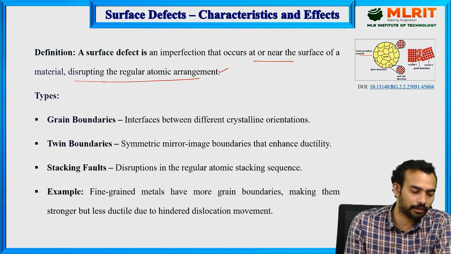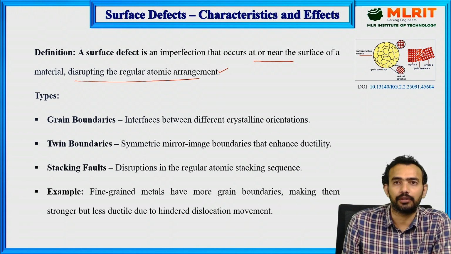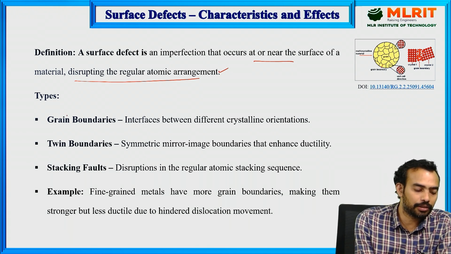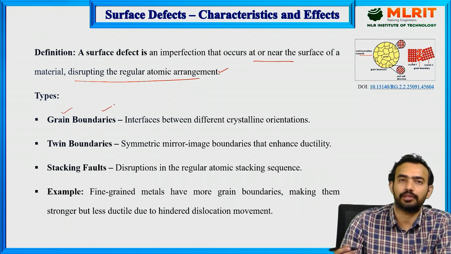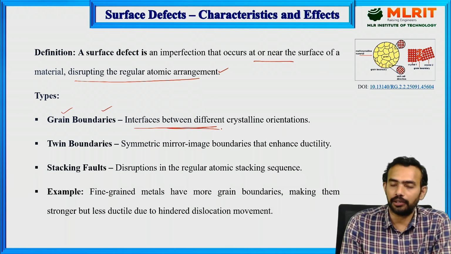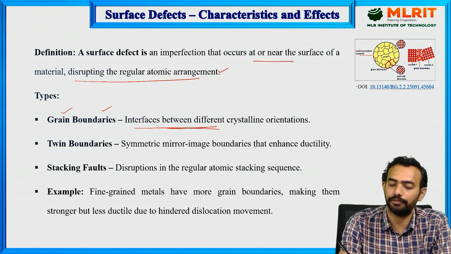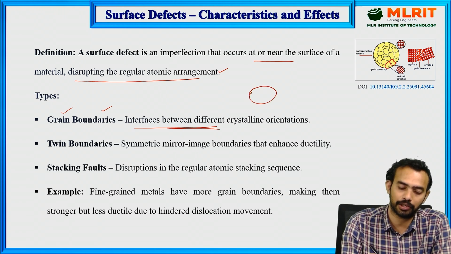So under this we have majorly three types of surface defects. First one is grain boundaries, what we have discussed just now. It is an interface between different crystal orientations. So you have one crystal here, you have another crystal here, that is grain A and grain B, and you have orientation. Let us consider this is a crystal, so this is grain 1 and this is grain 2.